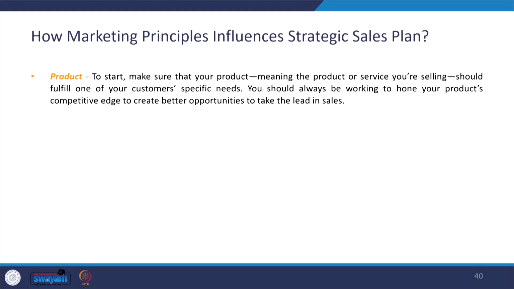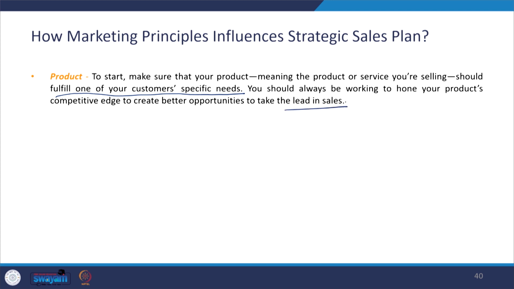Now, this is what we know about how to devise a strategic sales plan, the steps we have just followed through. Now, how do the 4 P's, or the marketing principles, connect to this strategic sales plan? For example, the first one is the product. To start, make sure that your product, meaning the product or service you are selling, fulfills one of your customer's specific needs. You should always be working to hone your product's competitive edge to create better opportunities to take the lead in sales.